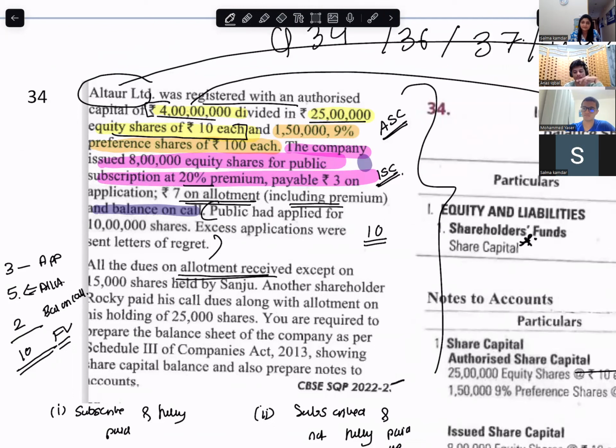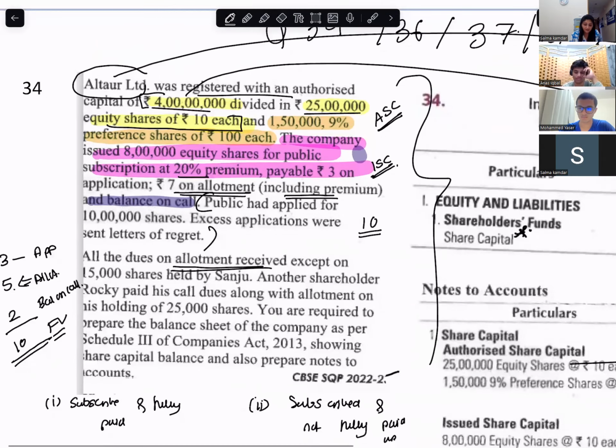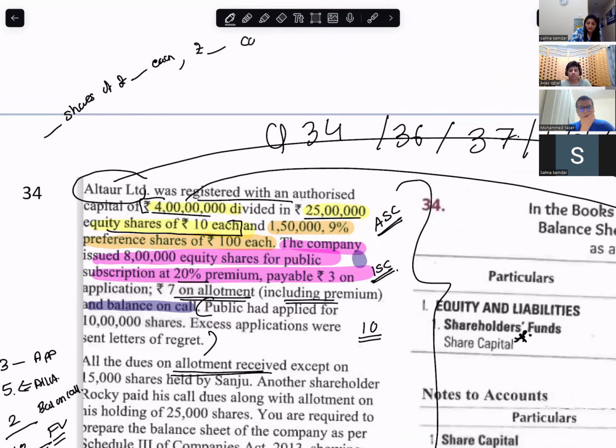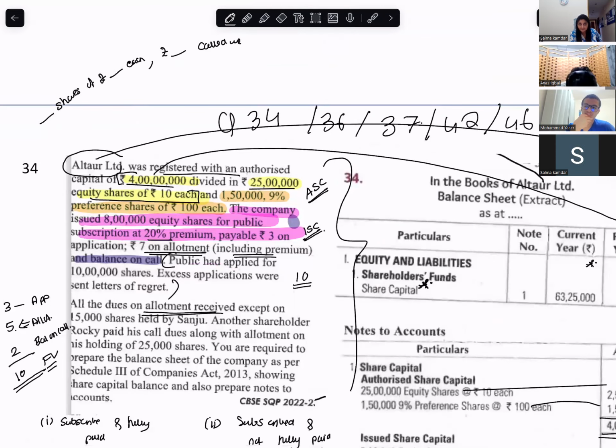Are you with me? Yes, ma'am. What is the format of it? Subscribed and not fully paid up. It will be so and so shares of rupees so and so each, comma, rupees so and so called up. This is the format, right? Yes. Can you fill that for me now? Yes, ma'am.